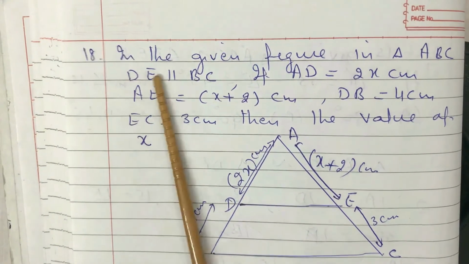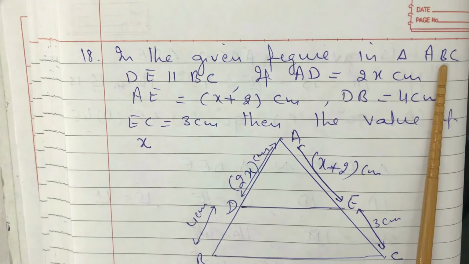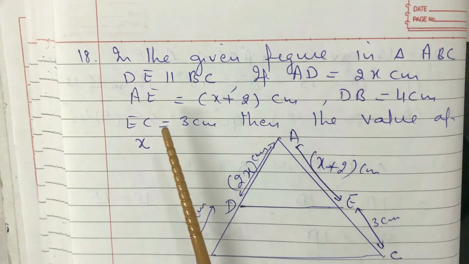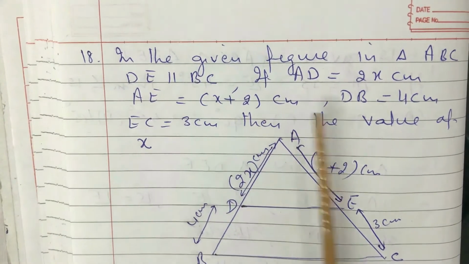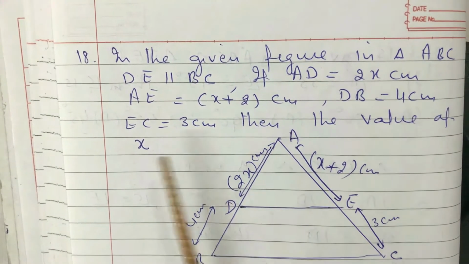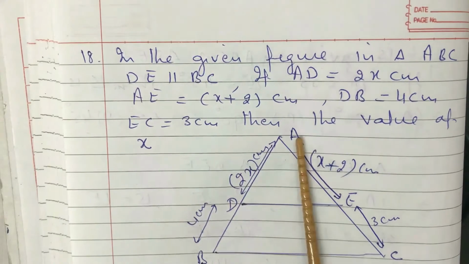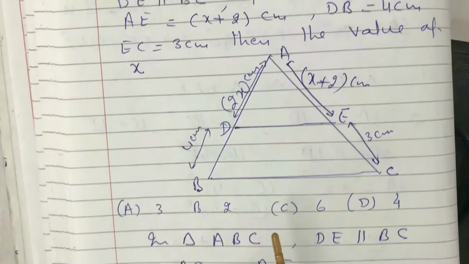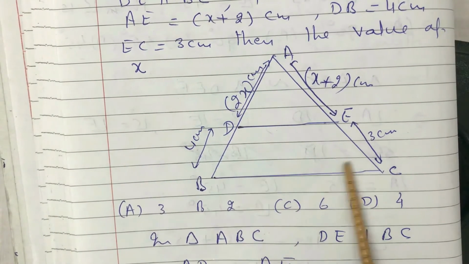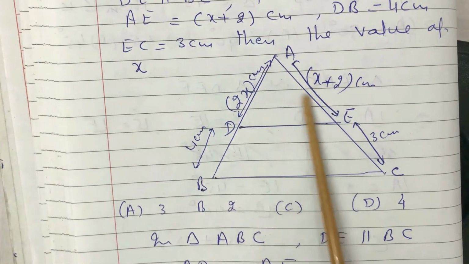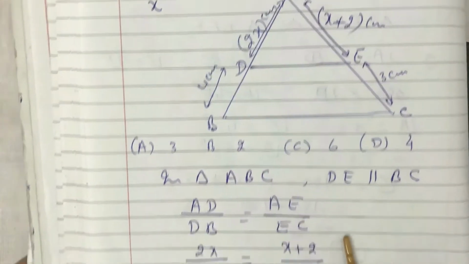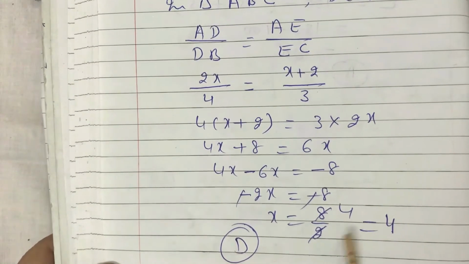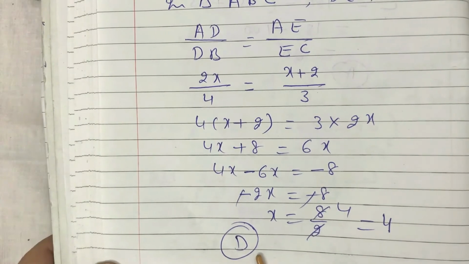18th question. In a given figure in triangle ABC, DE is parallel to BC. If AD is 2x centimeter, AE is x plus 2 centimeter, DB is 4 centimeter, EC is 3 centimeter, then the value of x is, there are 4 options. Now if this is parallel to this, then AD by DB is equal to AE by EC, and substitute the values and you will get value of x as 4. So D is the option.